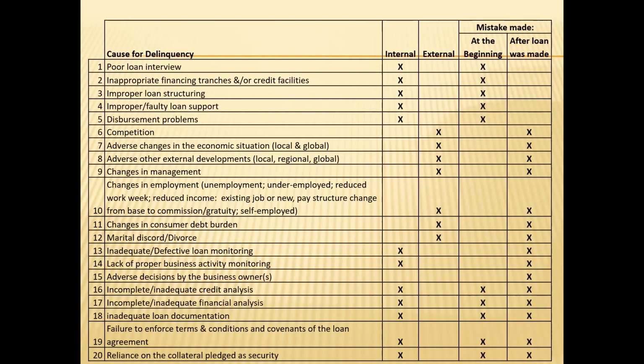And we can go down each one of those. I'm not going to do it here tonight, but you will certainly have this to look at. You won't be quizzed on this because this is not in your book. But just so you can appreciate when we talk about an internal problem or external problem, where it occurred and where the mistake was made.